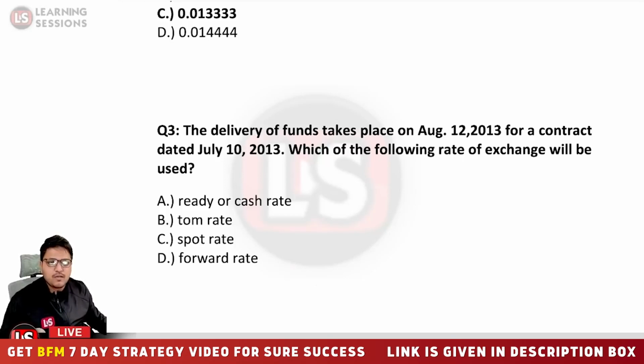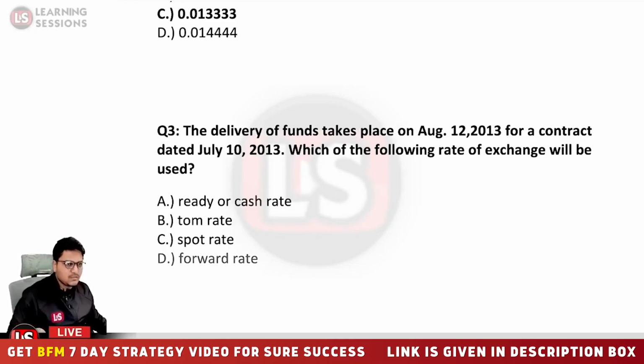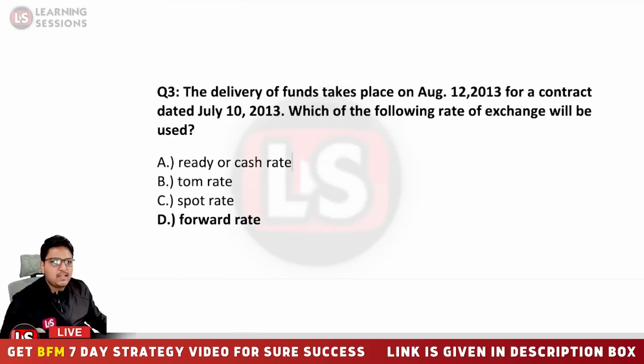It is forward rate. So the right answer over here is option D, the forward rate, and Akshay has answered at the earliest. Option D is the right answer, that the forward rate it is. Okay. Let's move to another question.